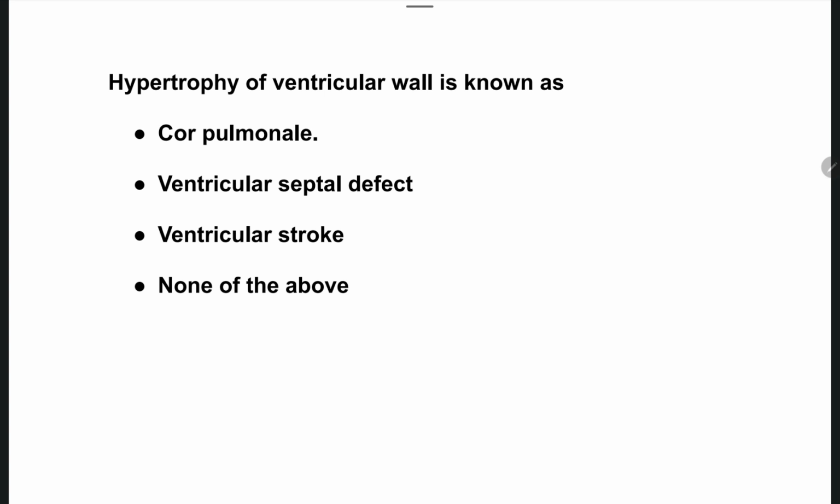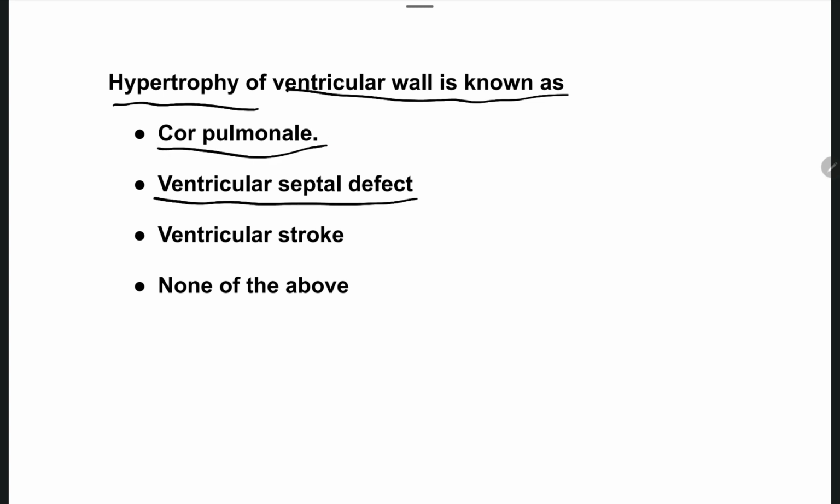So first question is: hypertrophy of ventricular wall is known as? Options are cor pulmonale, ventricular septal defect, ventricular stroke, none of the above. So the right option is option A, cor pulmonale.